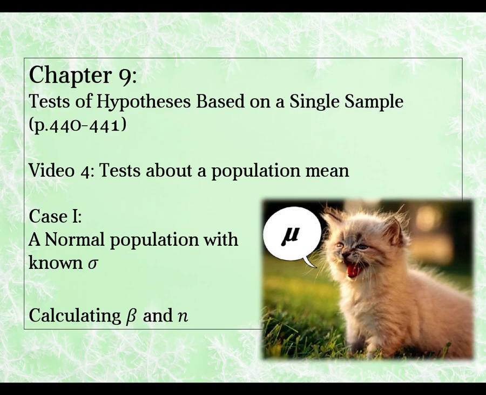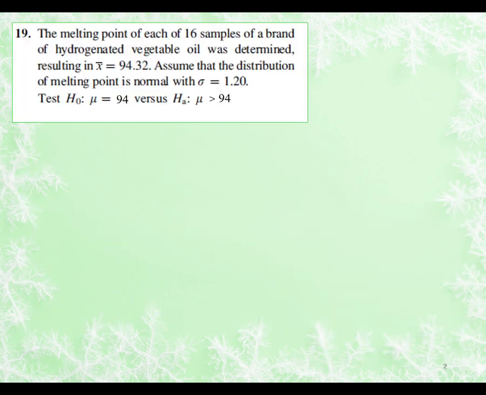In this video, we will look at case 1 again, continuing with the case where we have a normal population and a known sigma, and we will focus on calculating the probability of a type 2 error as well as the sample size that we require.